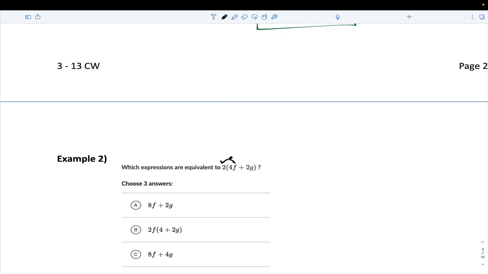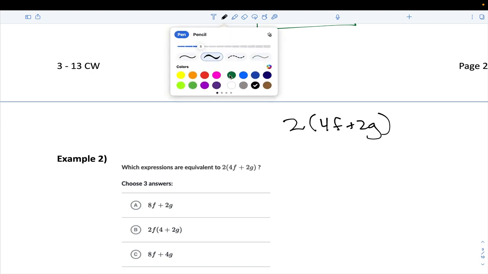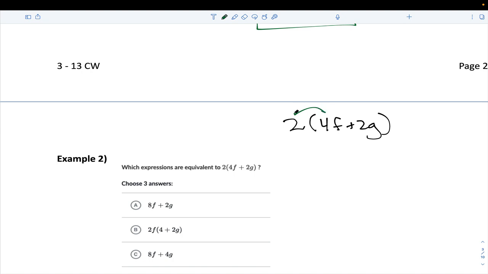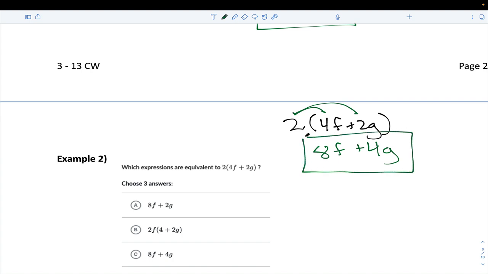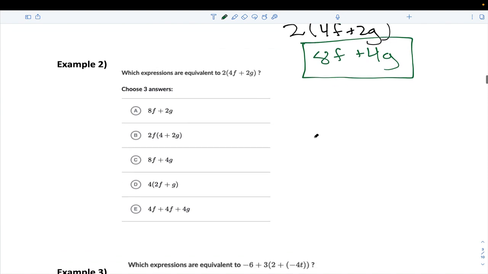So 2 times 4f plus 2g is going to look like this. Let's rewrite it and then distribute to get our checkpoint. Every single time you have that checkpoint, you have to simplify it before moving on. 2 times 4f would be 8f. 2 times 2g would be 4g. Can I simplify that any more from there, Aaron? Can I combine the 8f and the 4g? No, because they're 2 different variables. Beautiful. So that's your checkpoint. 8f plus 4g is boxed, and we're moving on.